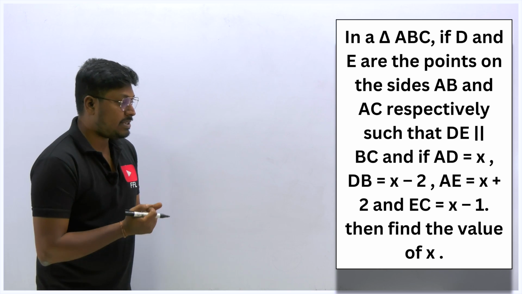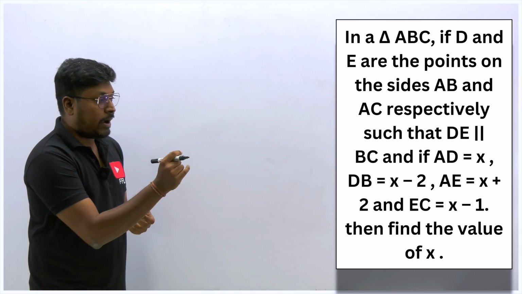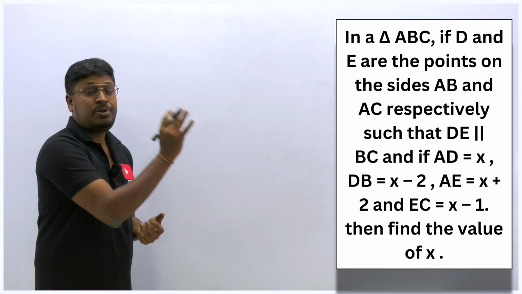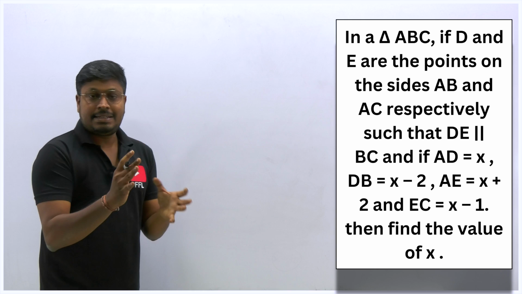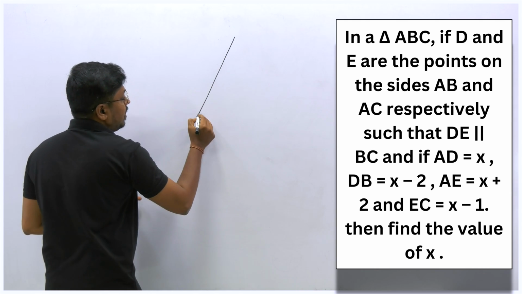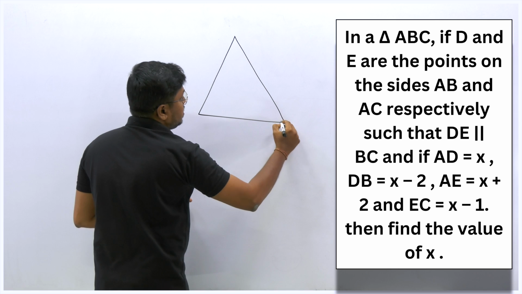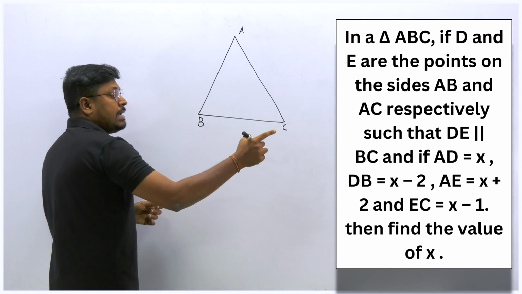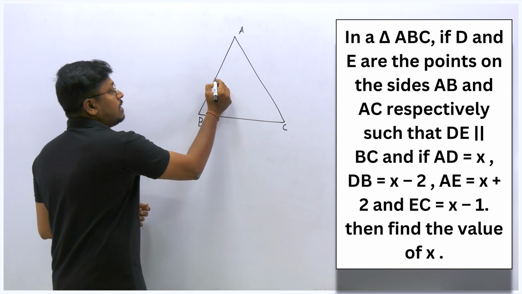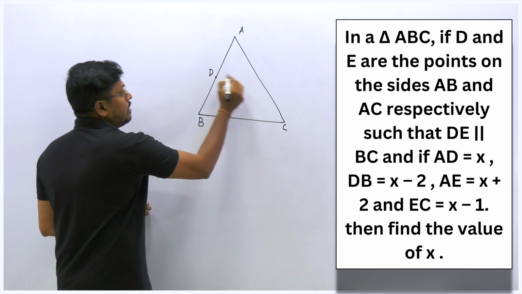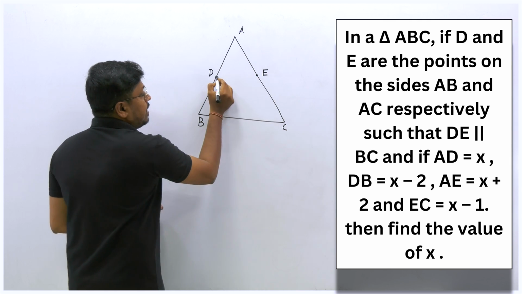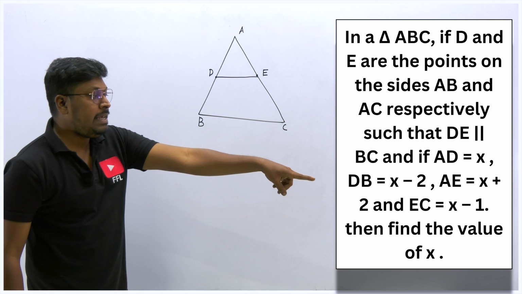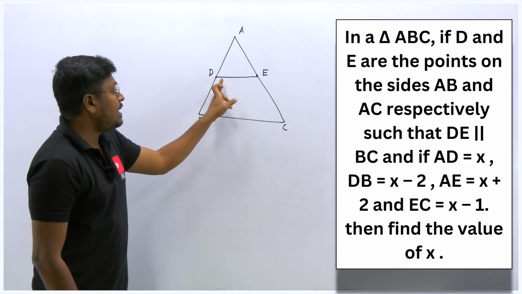In a triangle ABC, D and E are points on sides AB and AC respectively, such that DE is parallel to BC. See, actually there is a triangle ABC, right? So first let me draw the diagram. Let's assume that it's a triangle ABC. According to the question, D and E are points on the sides, so let's consider this is D and this is the point E, and they are saying that DE is parallel to BC. Yes or no? They have mentioned it: DE is parallel to BC.